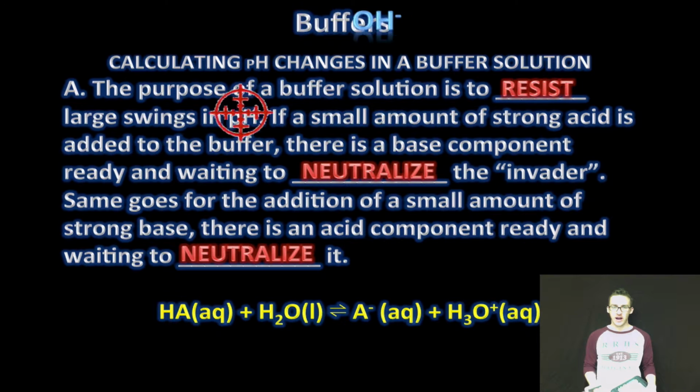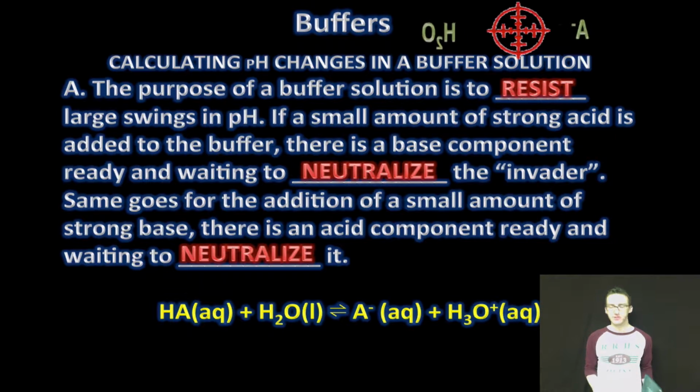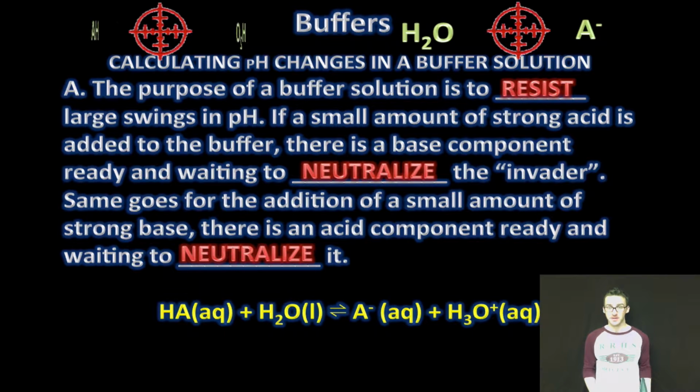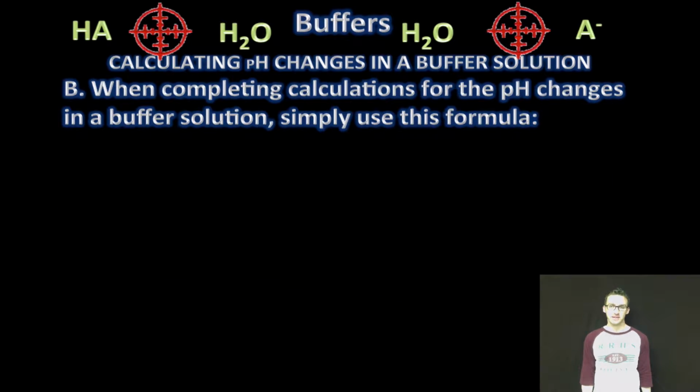Get ready. All right, so remember that the purpose of a buffer is to resist large changes in pH. Remember that your buffer has weak acid and conjugate base components to make that happen. There's something there to neutralize the addition of any strong acid or strong base. However, adding a strong acid or strong base will cause slight changes in the pH, and we are going to think about how we can calculate the new pH after we've added some strong acid or strong base.